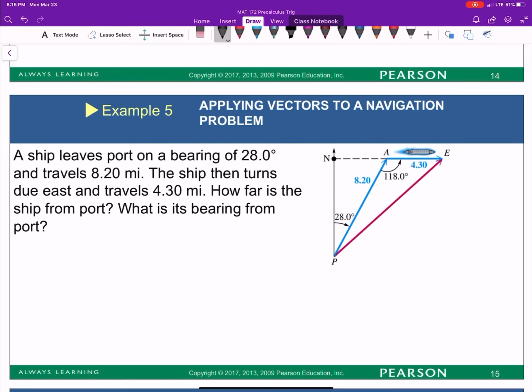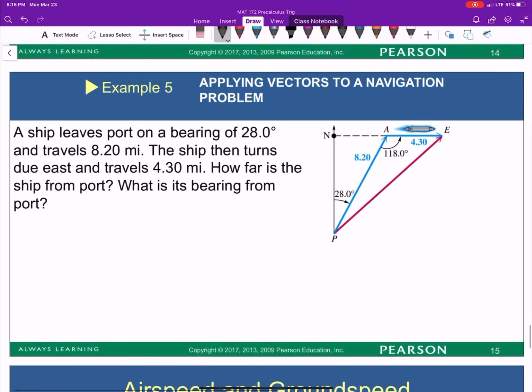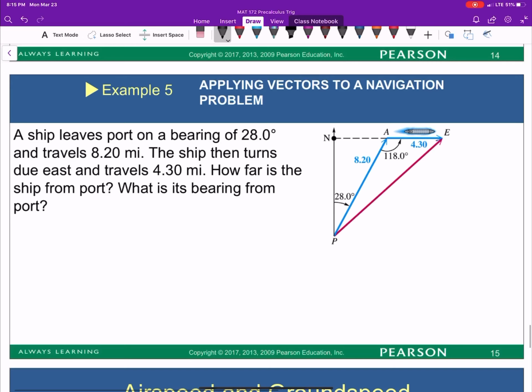So let's look at this. A ship leaves a port on a bearing of 28 degrees and travels 8.2 miles. And it says that the ship turns due east and travels 4.3 miles. How far is the ship from the port? What is the bearing from the port?